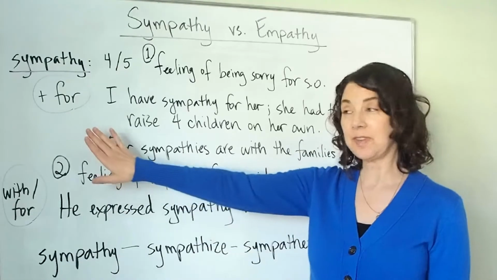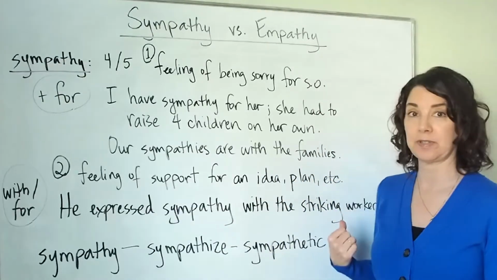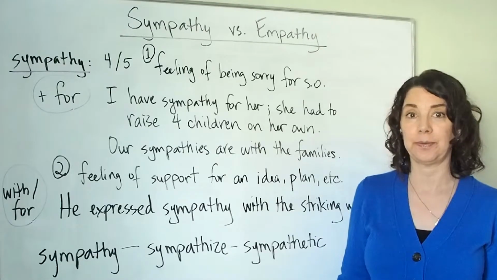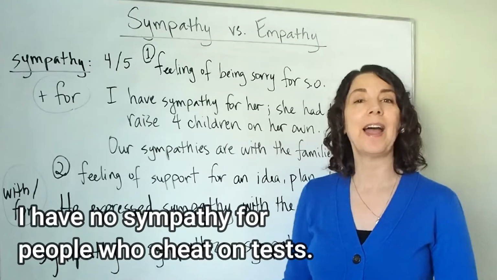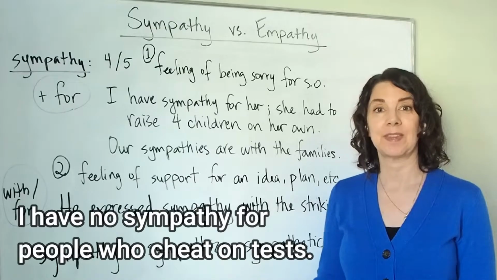The collocation for this noun is to use for and then usually a person. For example, I have sympathy for her. Here's another example. I have no sympathy for people who cheat on tests.